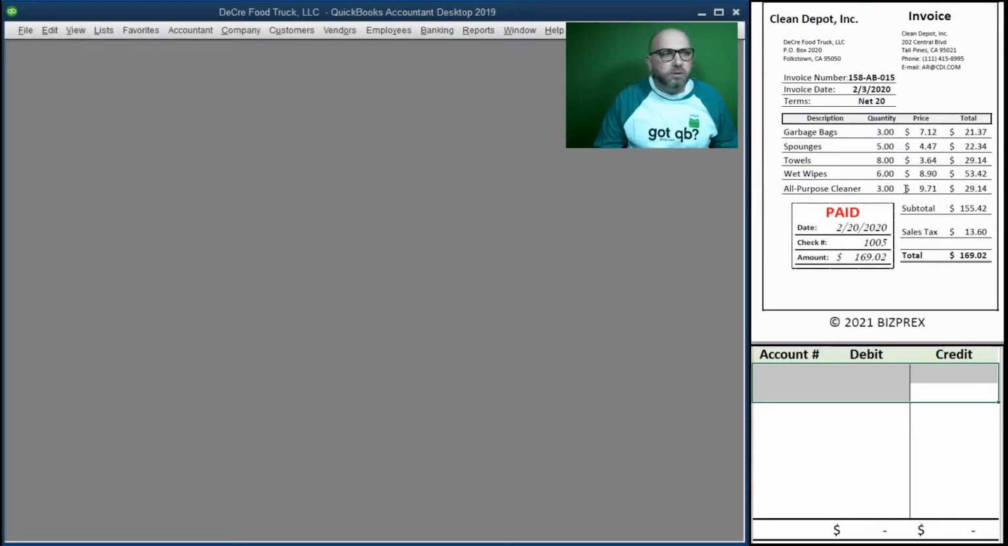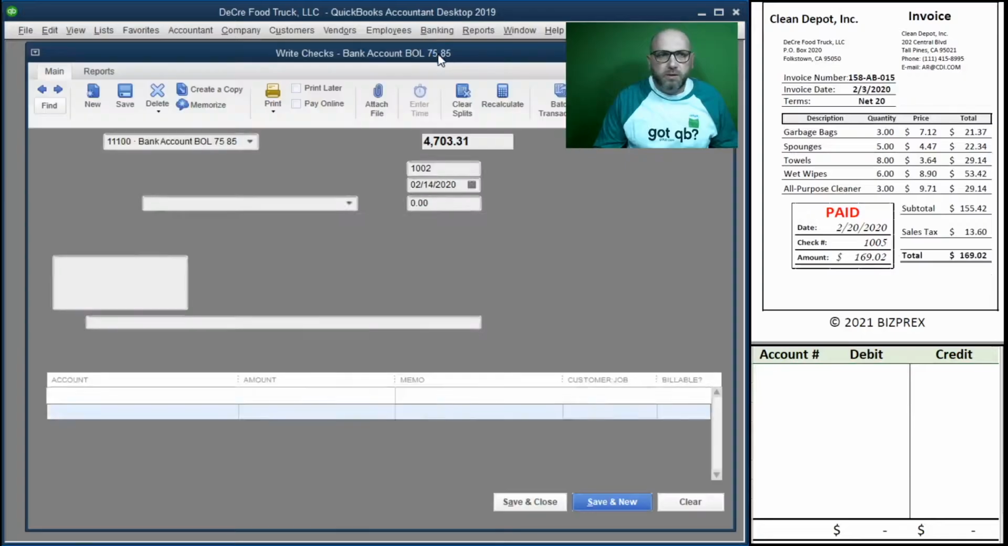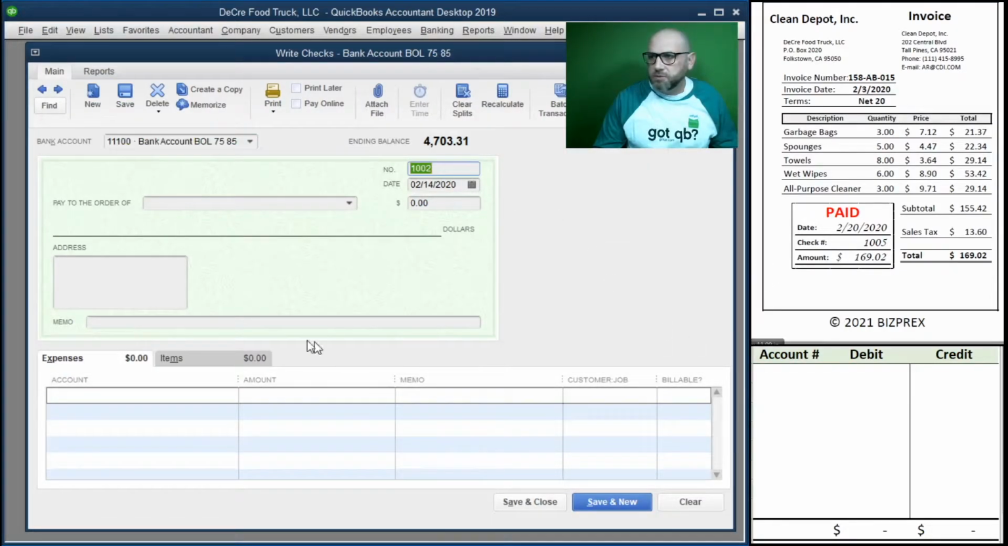Next one was paid with a check, right? So we're going to go to banking, write checks, make sure the check number is correct, 2005. Again, if you're entering it post factum at the end of the year and you wrote those checks by hand, please make sure this button is unchecked, because if you click print later, you will not be able to enter the check number by hand. Because when you print it, and we'll cover that in future topics, it automatically assigns the check numbers, which is a wonderful feature. Anyway, let's continue.